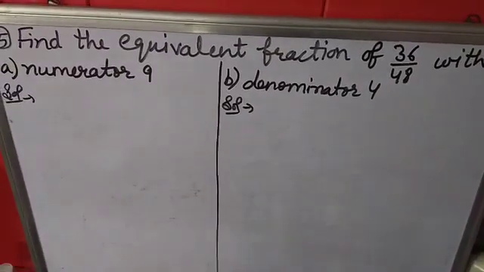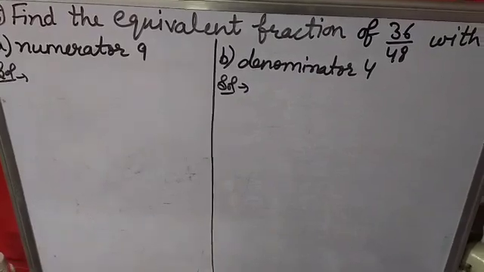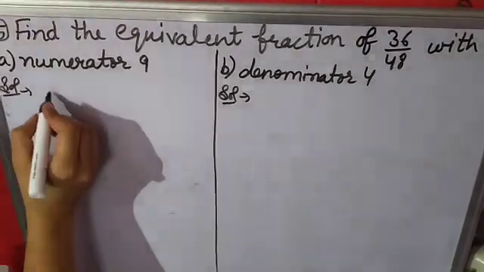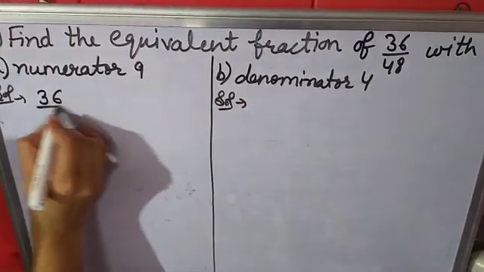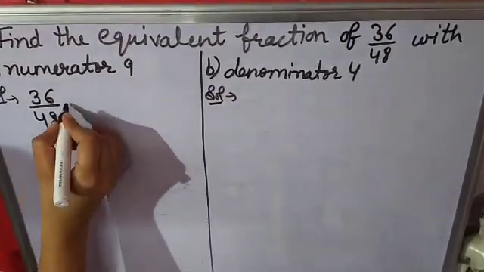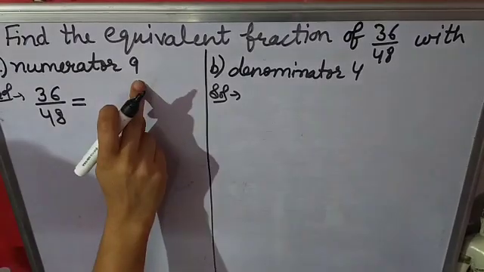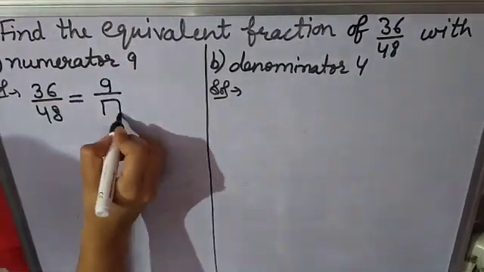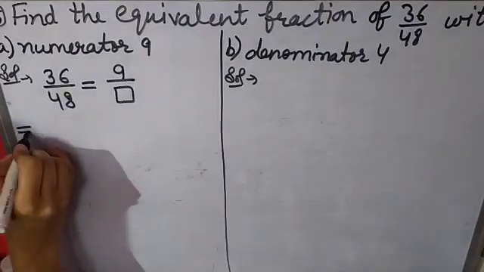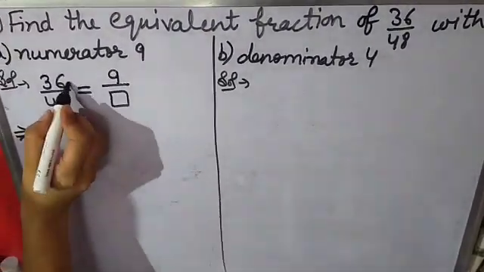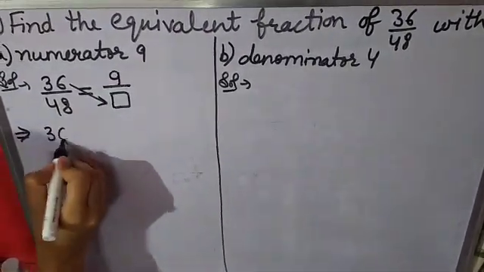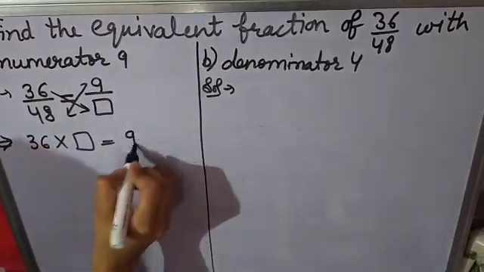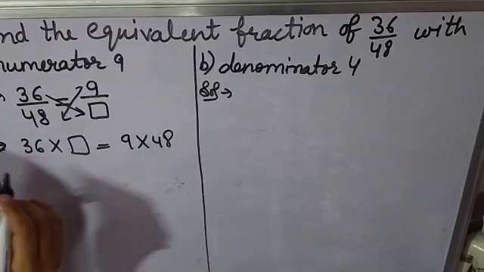Fifth question. Find the equivalent fraction of 36/48 with numerator 9 and denominator 4. The fraction is given, 36/48. You have to find the equivalent fraction whose numerator is 9. It means you have to find the denominator. So the same process we will use here: 36 multiplied by box is equal to 9 multiplied by 48.